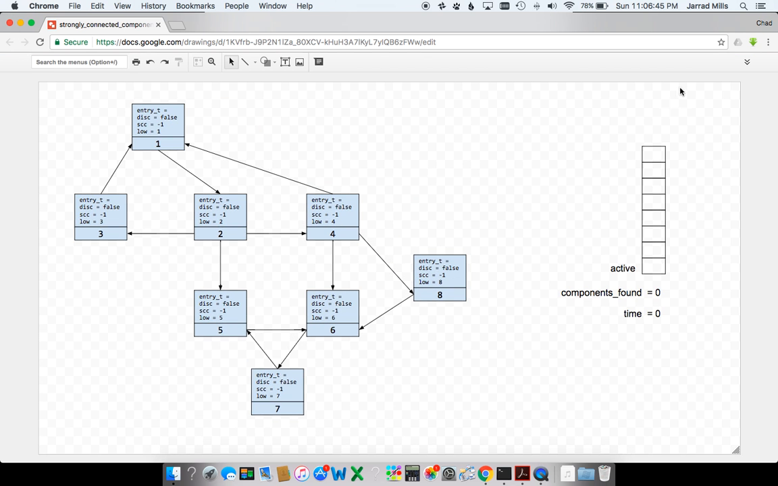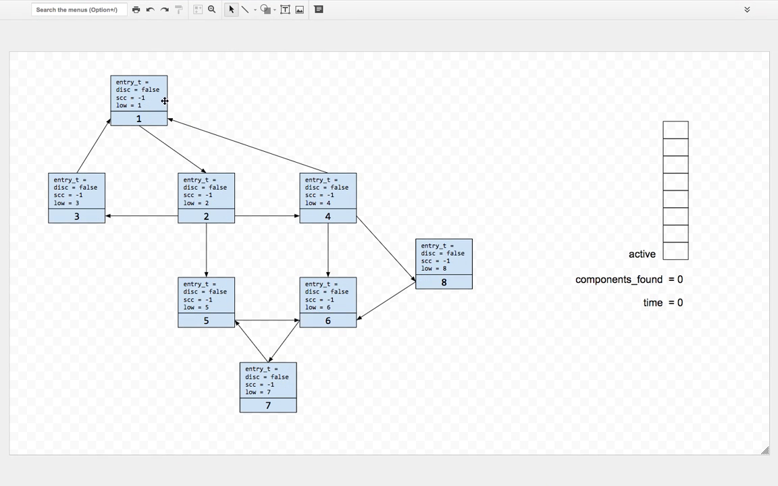I've made a small diagram that has a little bit more information on it than Skiena's diagram, including some of the variables that we need to keep track of in order to run the algorithm: the entry time for where we enter each vertex, entry t, DISC, which stands for discovered, and all of the vertices are currently not discovered, so DISC is false for all of the vertices. We have SCC, which stands for strongly connected component. That will identify the number of the strongly connected component in which this particular vertex resides.